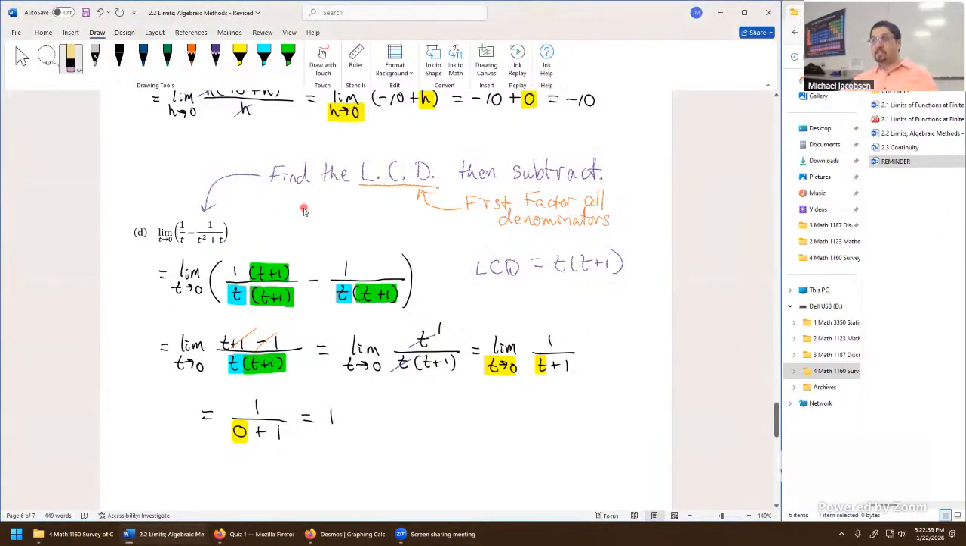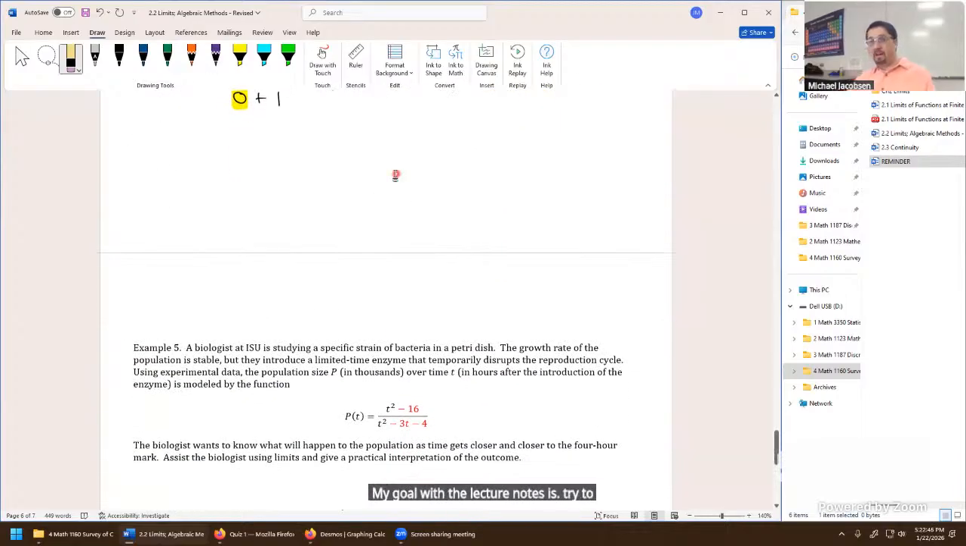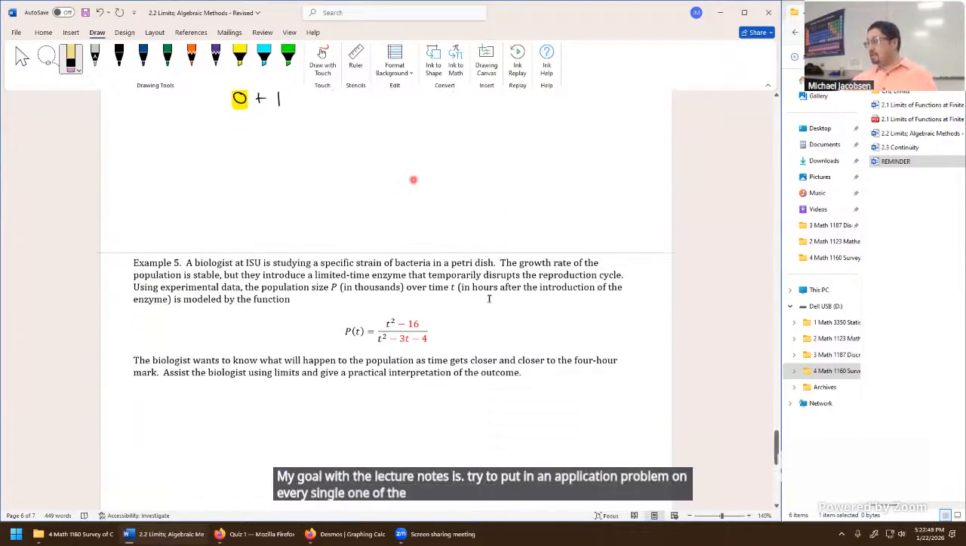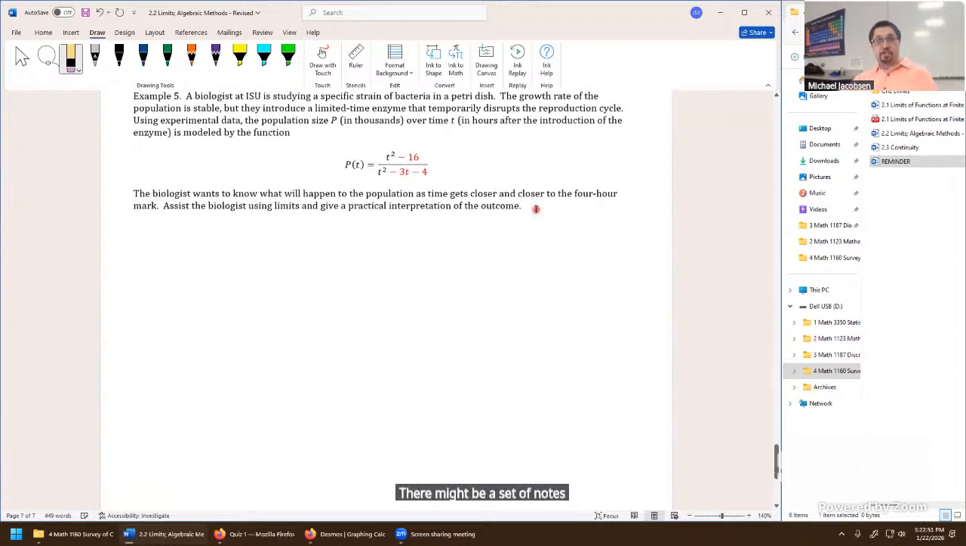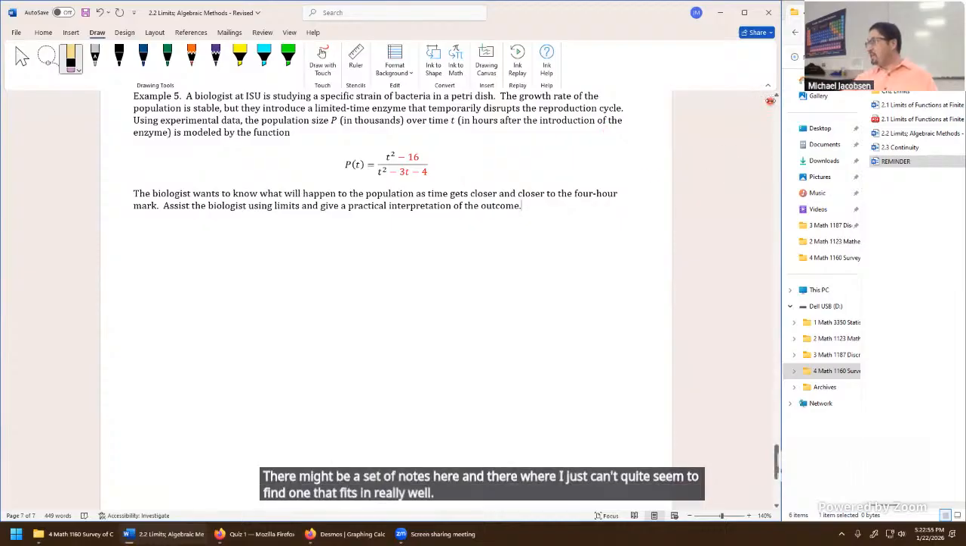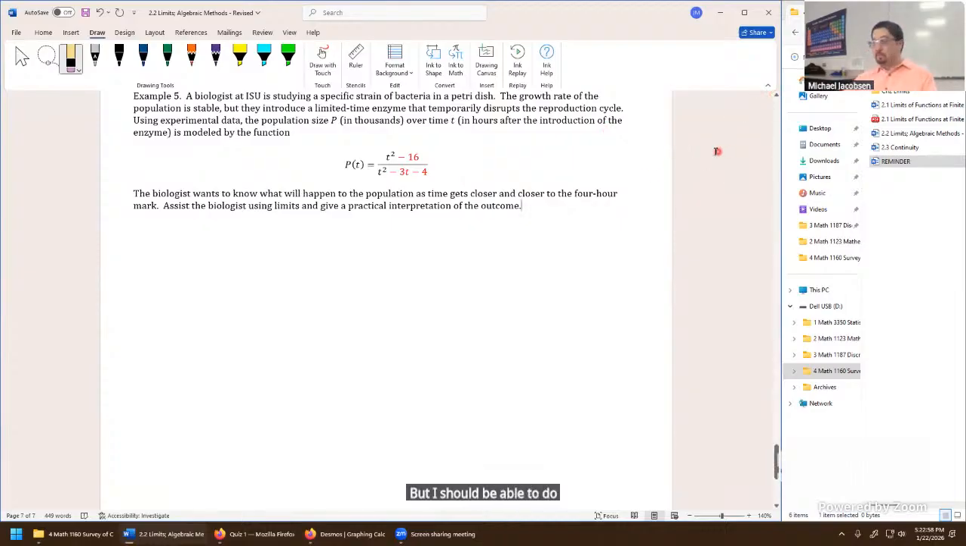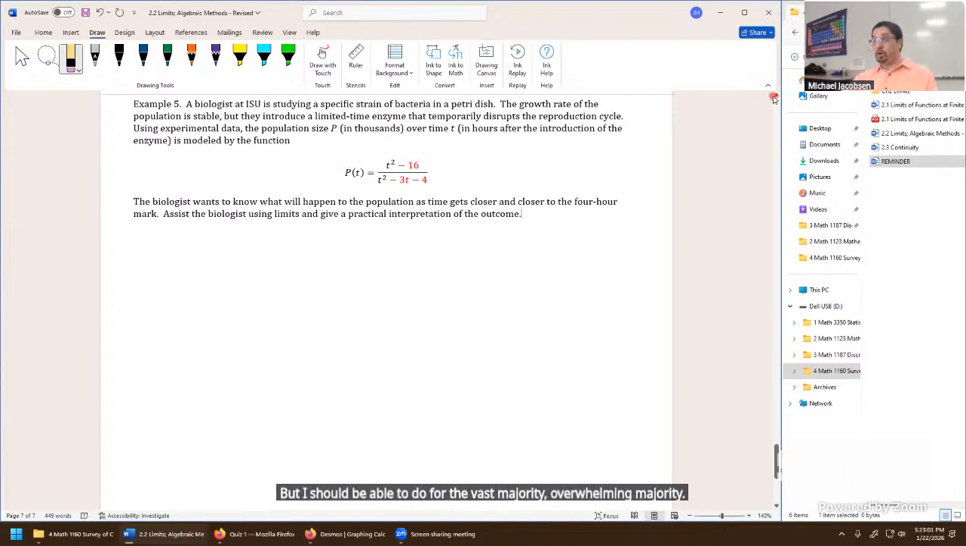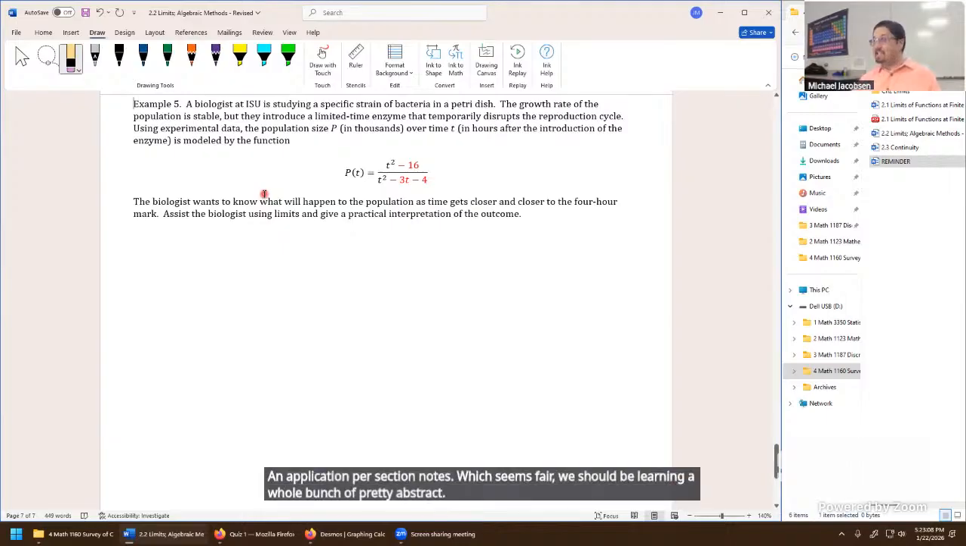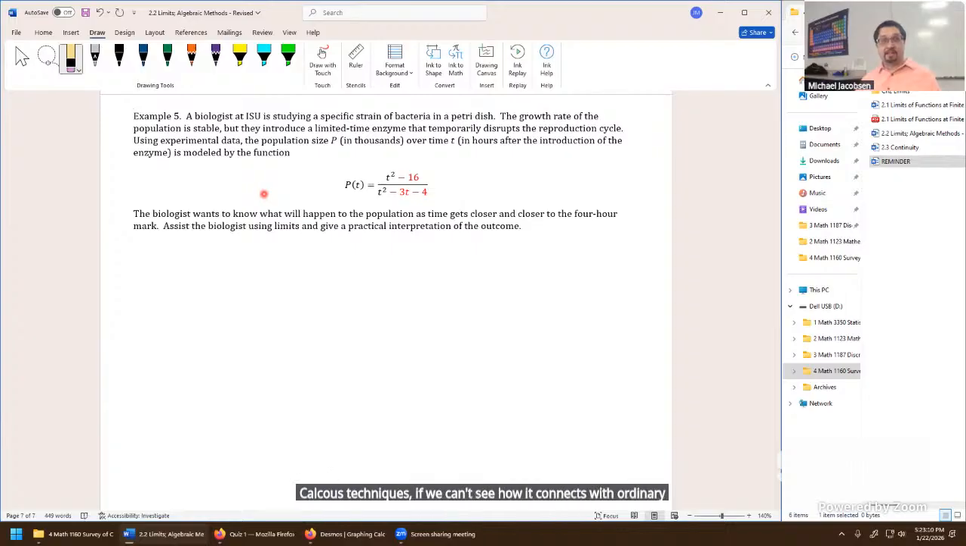Well, we have one last problem since there was a promise at the start of the course. My goal with the lecture notes is to try to put in an application problem on every single one of the lecture notes. There might be a set of notes here and there where I just can't quite seem to find one that fits in really well, but I should be able to do it for the vast, overwhelming majority, an application per section of notes, which seems fair. We shouldn't be learning a whole bunch of pretty abstract calculus techniques if we can't see how it connects with ordinary reality. So here's a pretty reasonable scenario.